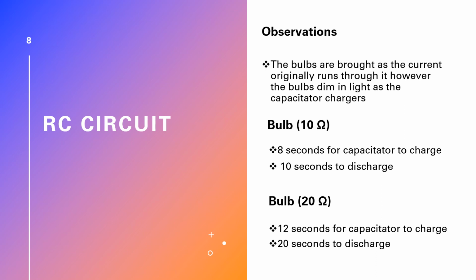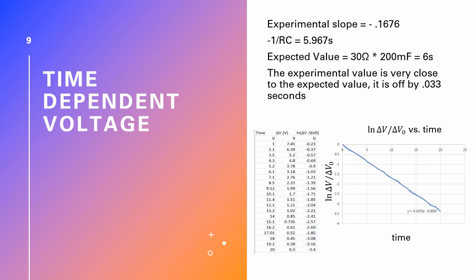When we used the 10 ohm bulb, we saw that it took 8 seconds for the capacitor to charge and 10 seconds for it to discharge. Then when we used the 20 ohm bulb, it took 12 seconds for the capacitor to charge and 20 seconds for it to discharge. So this is the time-dependent voltage across a discharging capacitor in RC circuits.